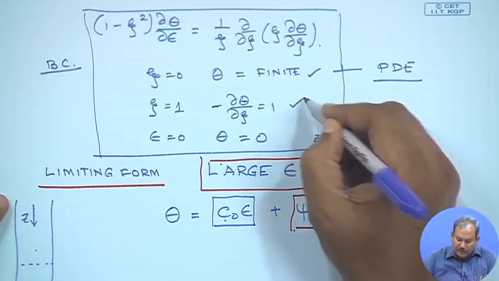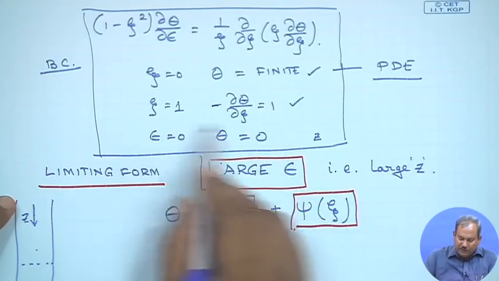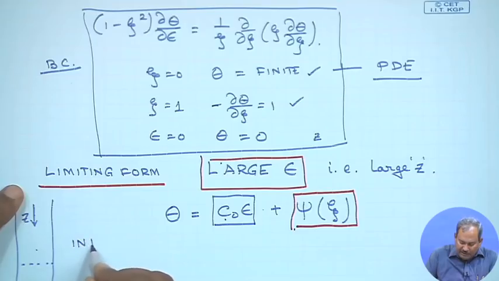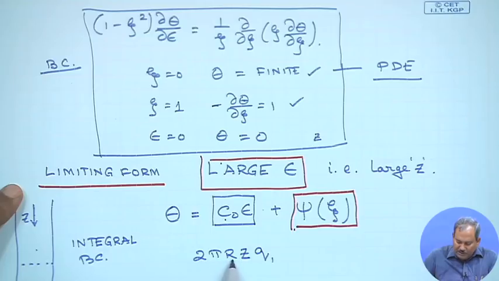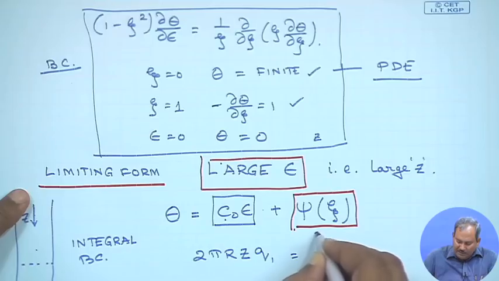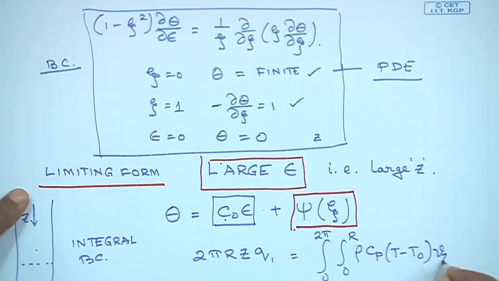So, the first two boundary conditions will still be valid, and the third boundary condition needs to be replaced by an integral boundary condition, which simply says that the amount of heat that you have added over a distance from 0 to z, that is twice pi r times z is the area, Q1 is the heat flux, so this is the total amount of heat which you have added to the system, must be equal to the amount of increase in energy that is there in the system.